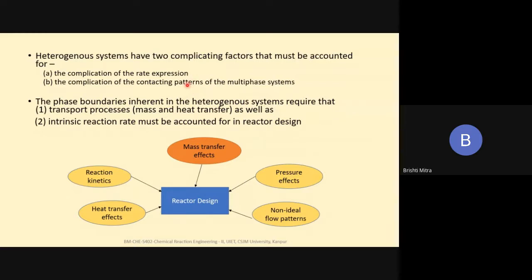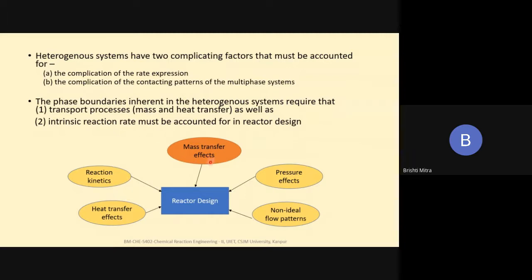So the phase boundaries, which are inherent in heterogeneous systems, require that the transport processes, that means mass and heat transfer, as well as the intrinsic reaction rate, must be accounted for in reactor design. Because it was a single phase in the case of homogeneous reactions, this problem of mass transfer was not there. By the time you have finished your mass transfer courses, you know the principles of mass transfer and what it depends on, so you're already aware of these factors. When we try to design a reactor for a heterogeneous system, there are two things that are important: one is the mass transfer and one is the reaction rate.